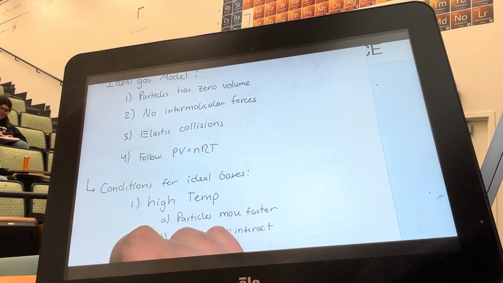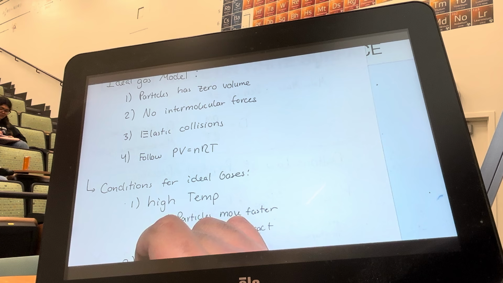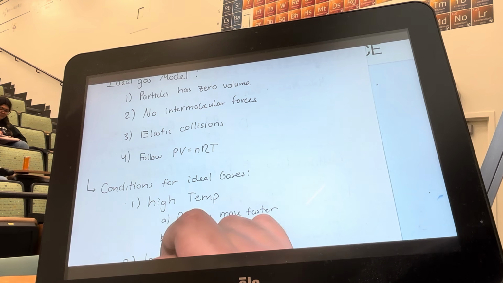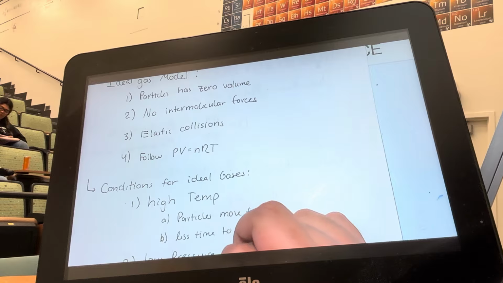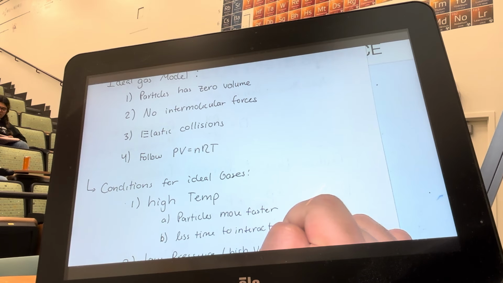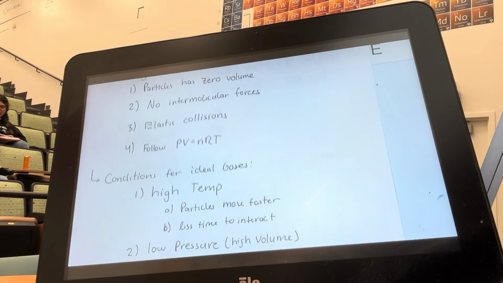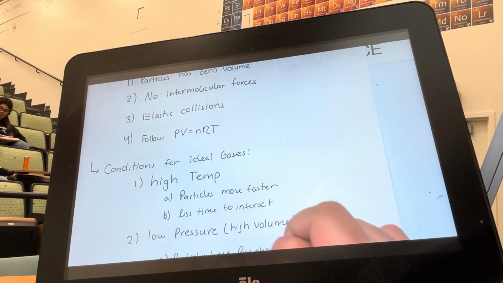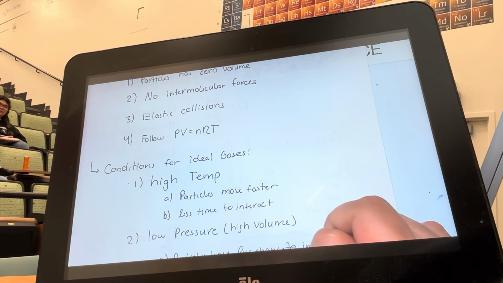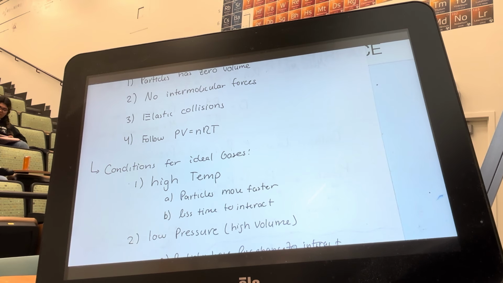Oh, sorry, one more. It's going to be low pressure. So high temperature, low pressure, and I guess with that goes high volume as well. And low pressure for the exact same reasons, right? Particles have less chance to interact. Does that make sense?